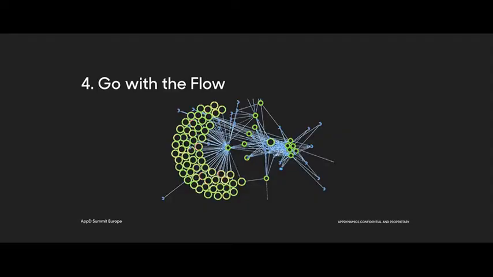So without further ado, let's go to my number 4, and the first in the product domain. Go with the flow. What I mean here really is, how do we show, or how does the flow map look?